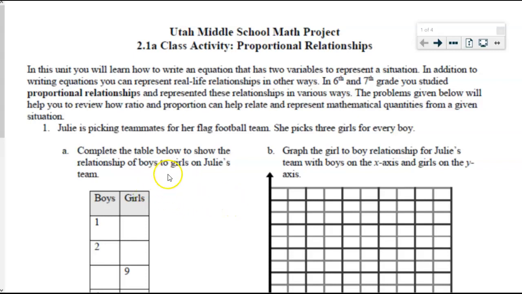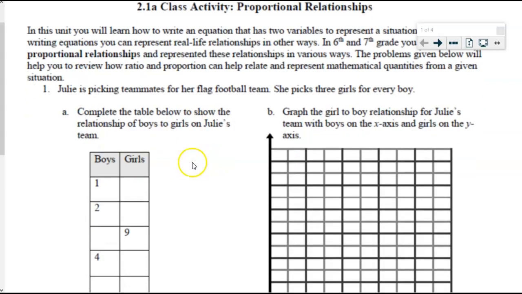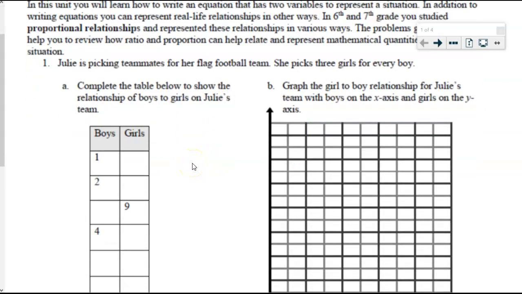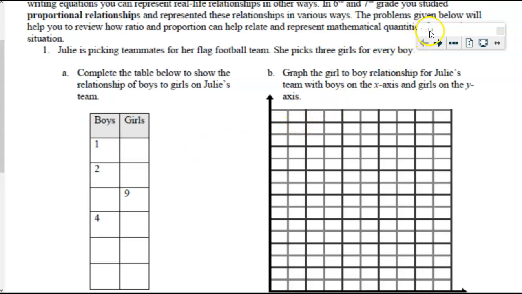So, to get started, we have this situation. Julie is picking teammates for her flag football team, and she picks 3 girls for every boy. So here is the table. Will you start filling in that table? With that information, since it's 3 girls for every boy, if one boy is chosen, then that means Julie is going to choose 3 girls. 2 boys means that Julie will have chosen 6 girls. 4 boys will mean Julie has chosen 12 girls.